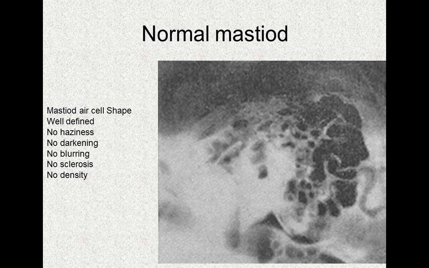Normal mastoid air cell shape on X-ray must be well defined, with no haziness, no darkening, no blurring, no sclerosis, no density. This is normal mastoid air cells, well pneumatized, well defined air cells, no haziness, no darkening, no blurring, no sclerosis, no density, no cavity.